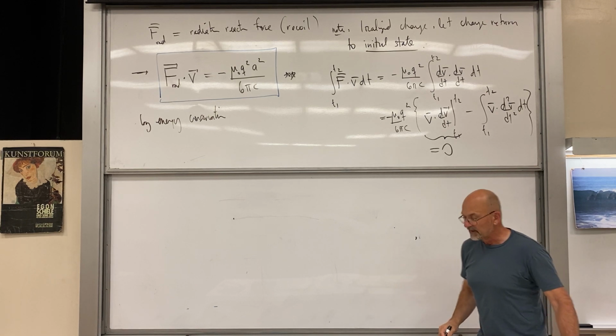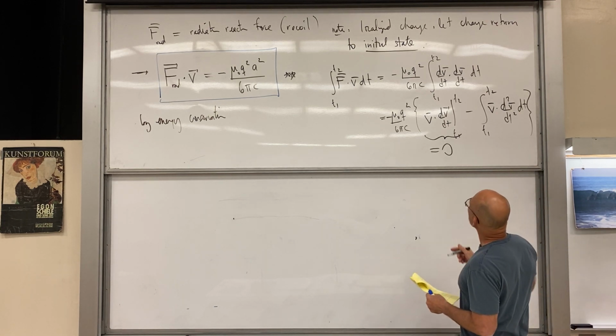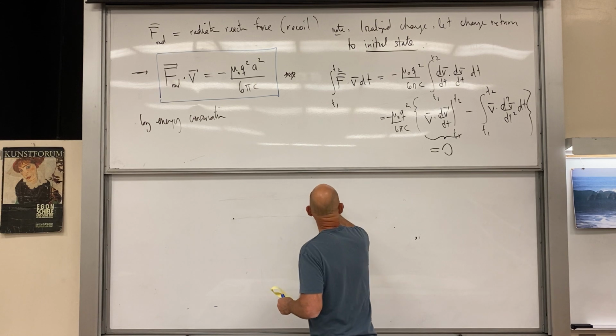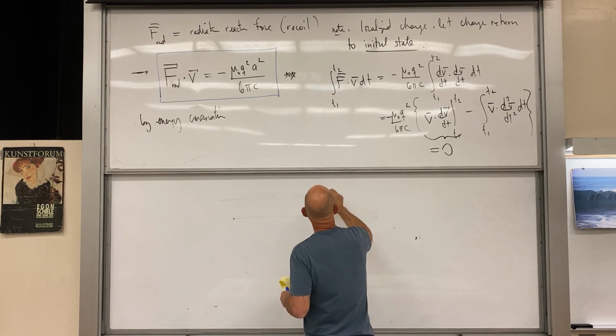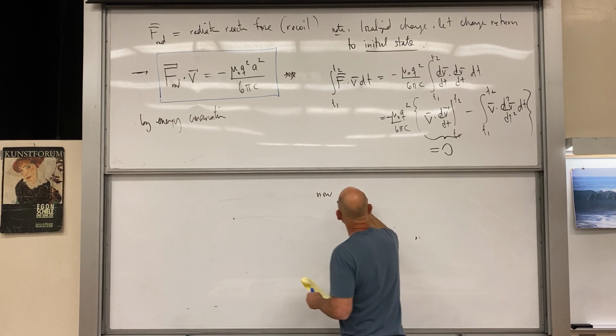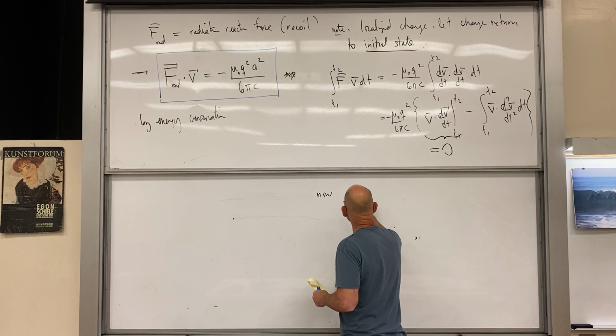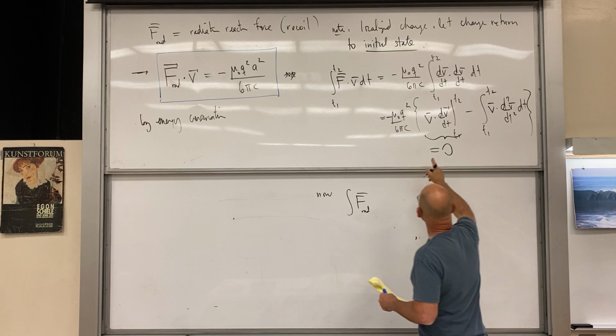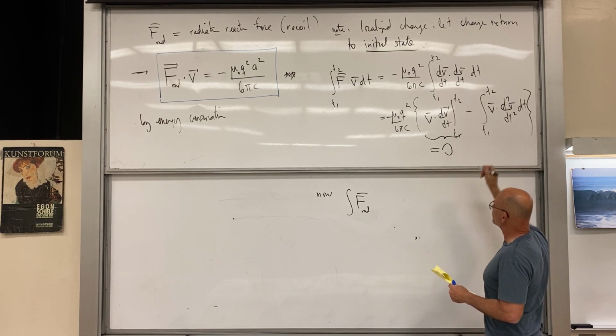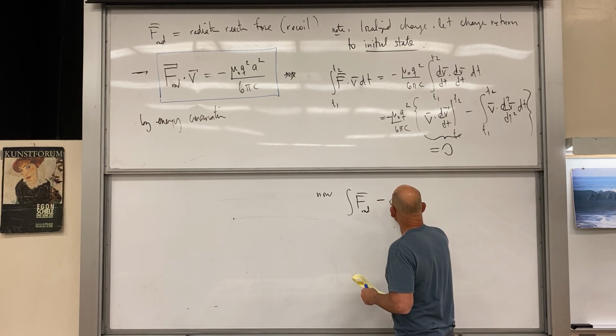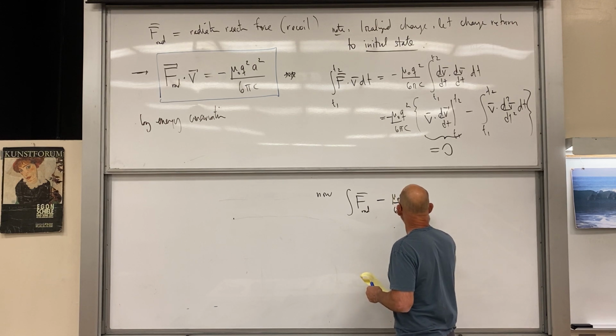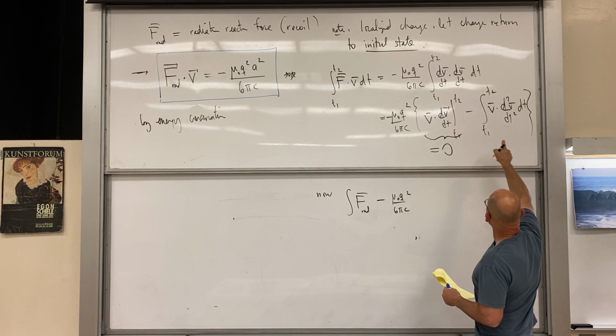Good, so what does that give us? We're going to have the integral of F radiation, and we'll bring this over, we got minus minus plus, so we'll have a minus mu naught q squared over 6 pi c. So we have that v there.